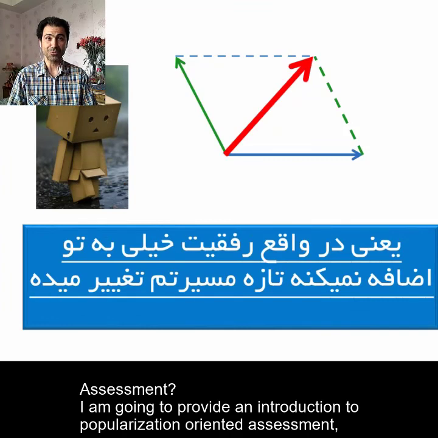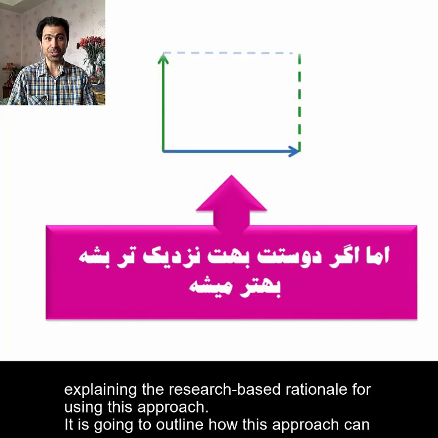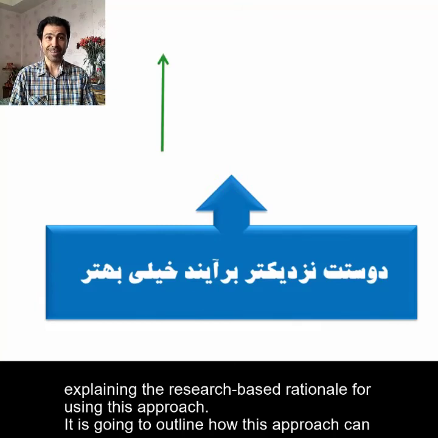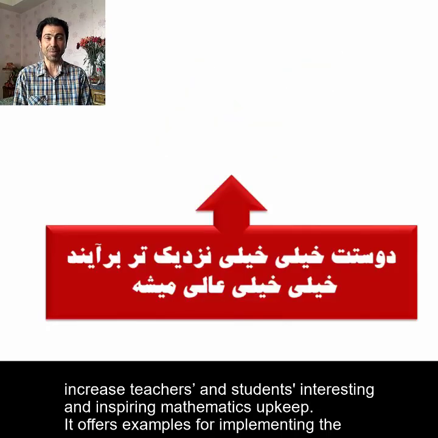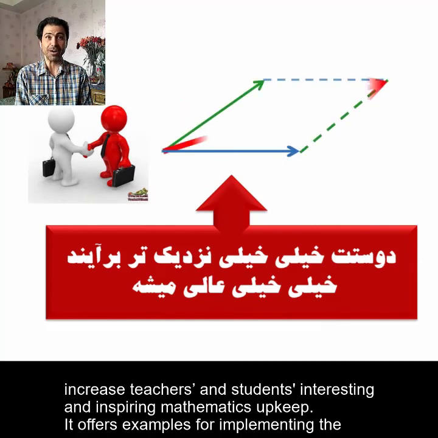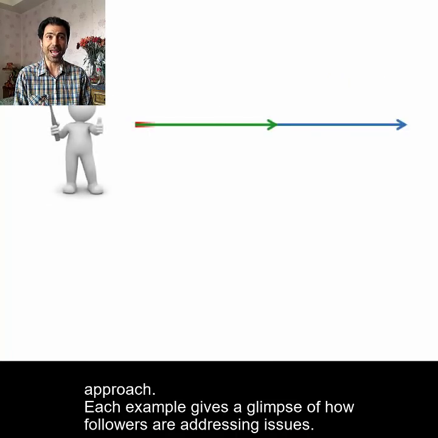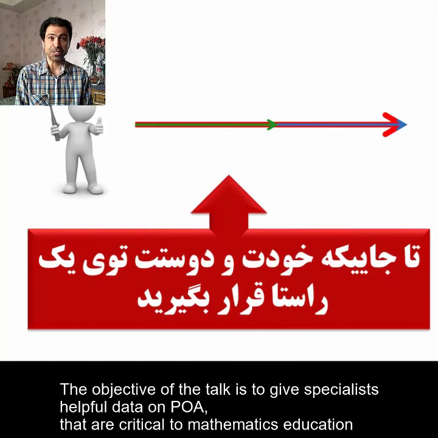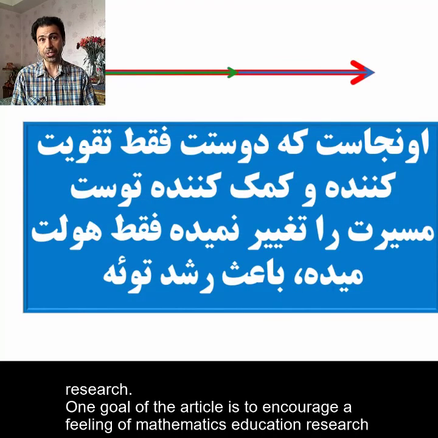I'm going to provide an introduction to popularization-oriented assessment, explaining the research-based rationale for using this approach. It is going to outline how this approach can increase teachers' and students' support for interesting and inspiring mathematics. It offers examples for implementing the approach. Each example gives a glimpse of how practitioners are addressing issues. The object of the talk is to give specialists helpful data on POA that are critical to mathematics education research.